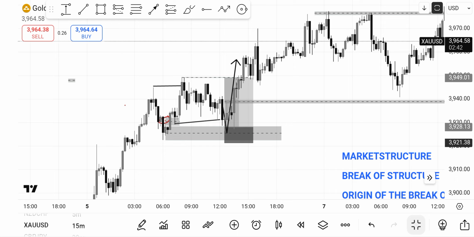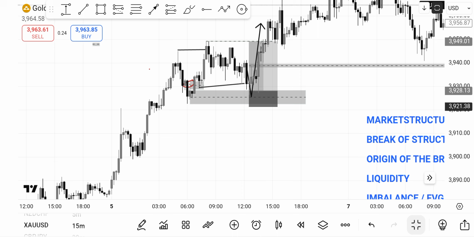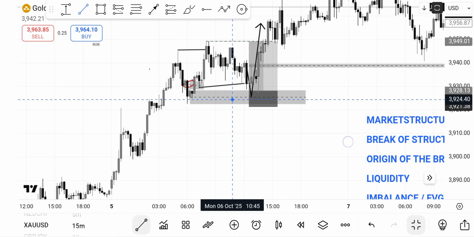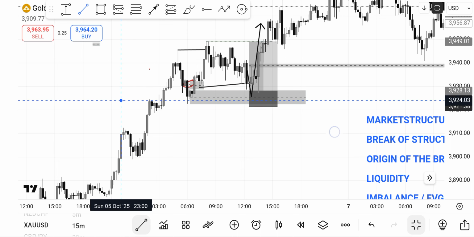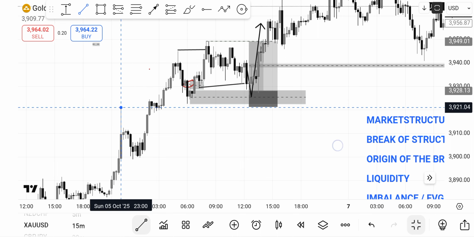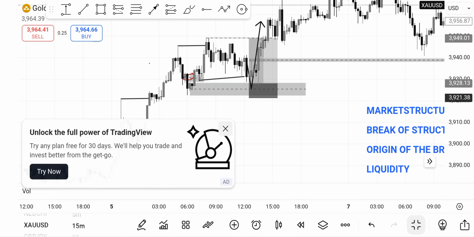So guys, this strategy is a very simple strategy and a very good one. It is giving me results. That's why I decided to share it with my friends so that they can also benefit from it.